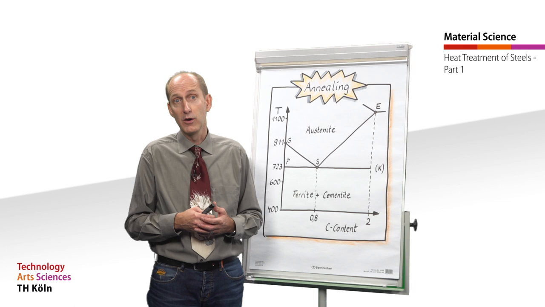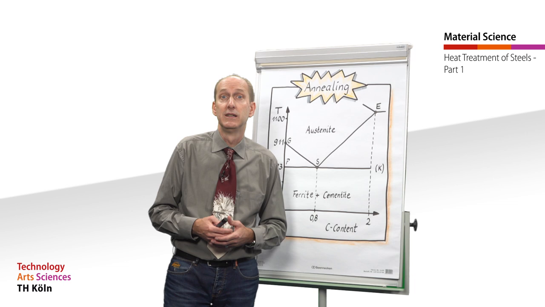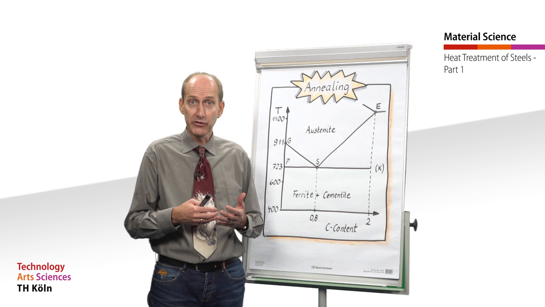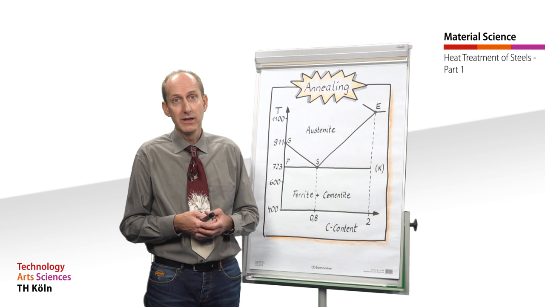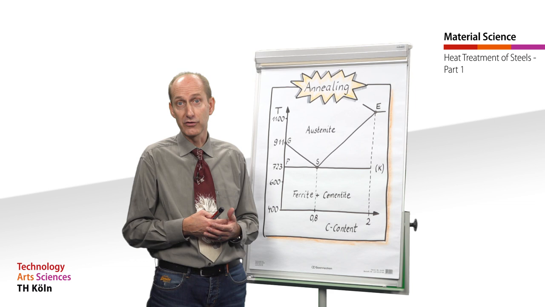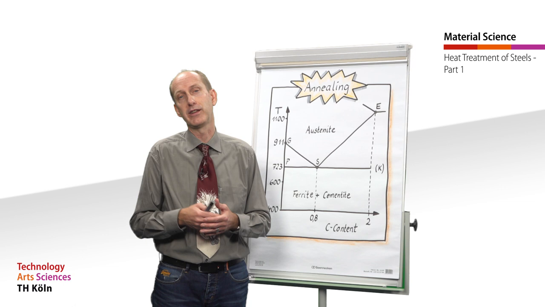When falling below the GSK line, body-centered cubic ferrite is precipitated. Conversely, when exceeding the GSK line, austenite is formed from the ferrite. If the PSK line is undercut, the eutectoid structure pearlite is formed, consisting of finely striped ferrite and cementite. If the PSK line is exceeded, the pearlite dissolves again.